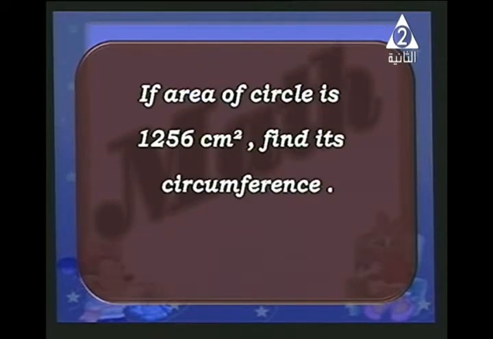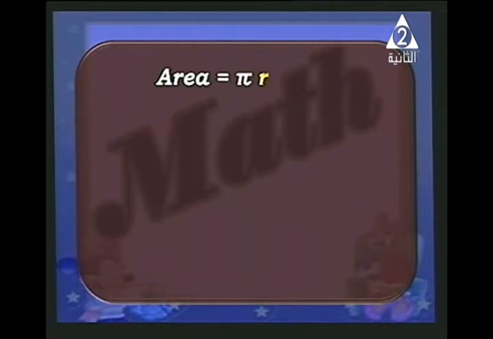Another example. If area of circle is 1,256 centimeters squared, find its circumference. First of all, you know that the circumference of the circle is 2 pi r. So you must find first the length of the radius of this circle, given that pi is 3.14. You know that area of circle equals pi r to the power of 2.